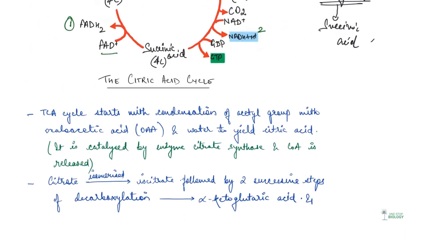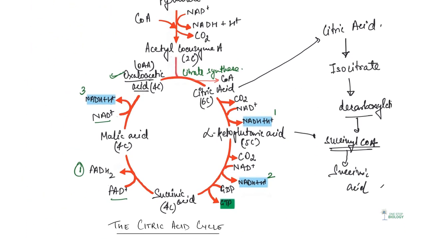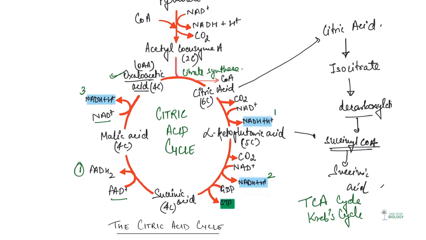And one more important point, since the first product which is formed is citric acid, this cycle is also known as citric acid cycle. So now we have three names for the cycle: tricarboxylic acid cycle, Krebs cycle, and citric acid cycle as well. So you should remember all three names and should not get confused that these cycles are different.